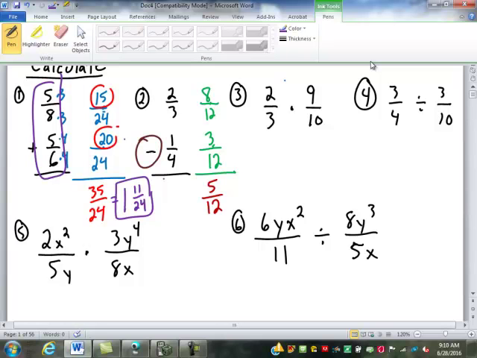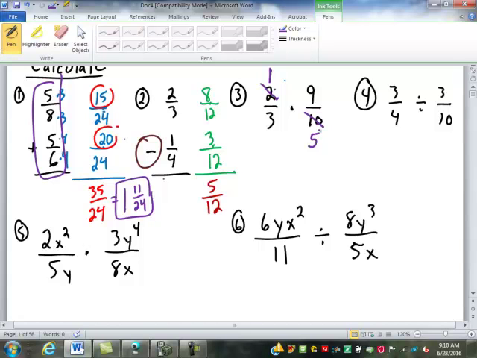We can, if we want to, do something before we multiply, which is cross canceling. We could just multiply this out: 2 times 9 is 18, 3 times 10 is 30, and then reduce it from there. Or we can look at this. What could we cancel? 2 and 10 can both be divided by 2. 2 divided by 2 is 1. 10 divided by 2 is 5. It's kind of like reducing a fraction, only you're doing it diagonally instead of straight above each other.